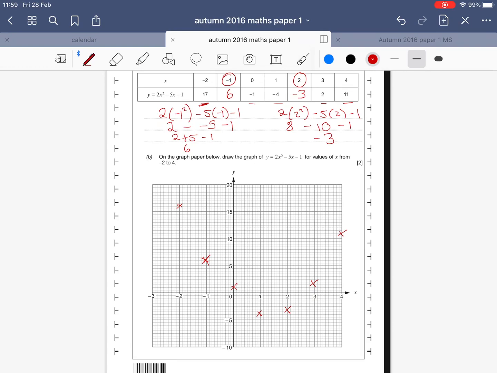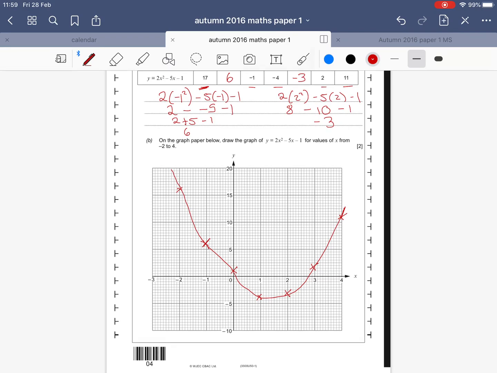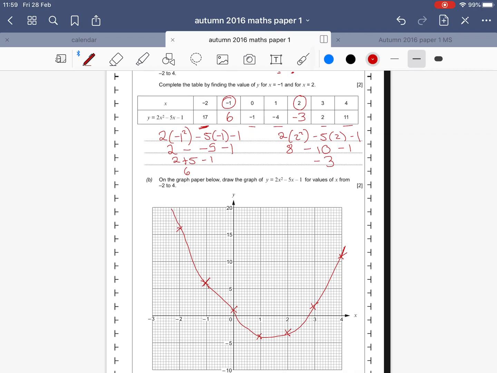Once you've plotted all points now, you can join them up. Don't forget this is a curve. It shouldn't be a straight line. Mine looks really bad, but yours needs to be better now. It's hard to do on iPad. So join them up with a curve, not a straight line, because it does say that it is a curve.